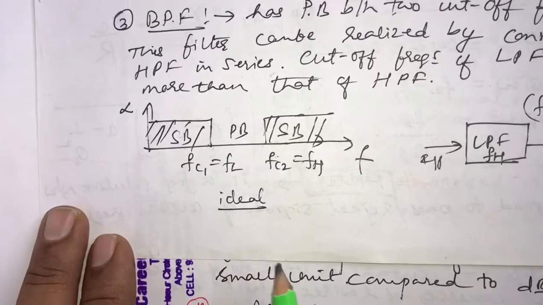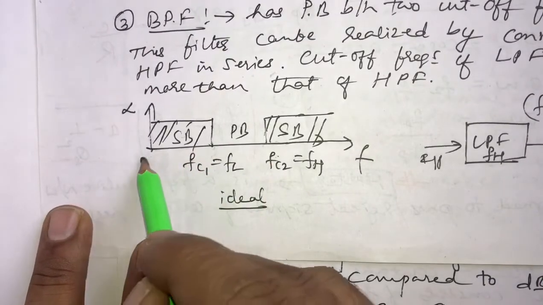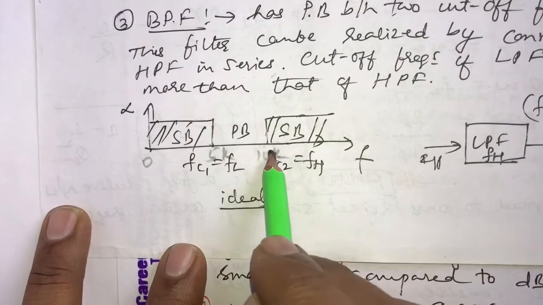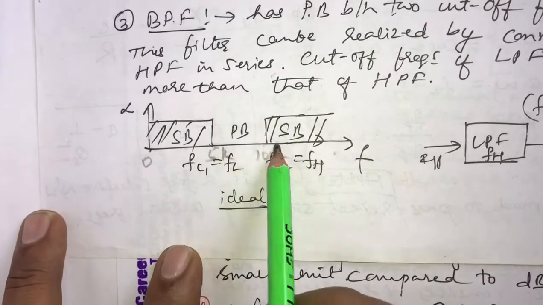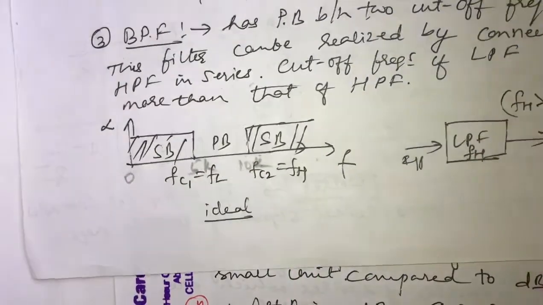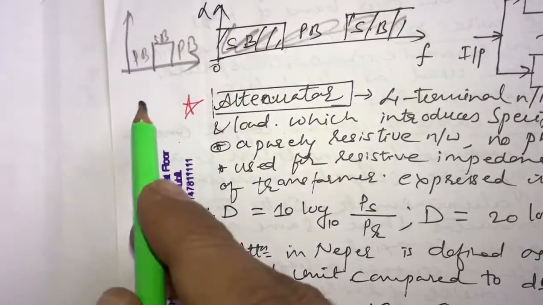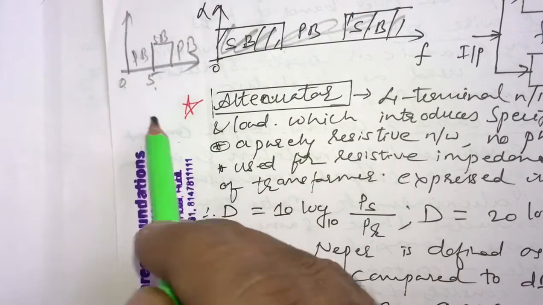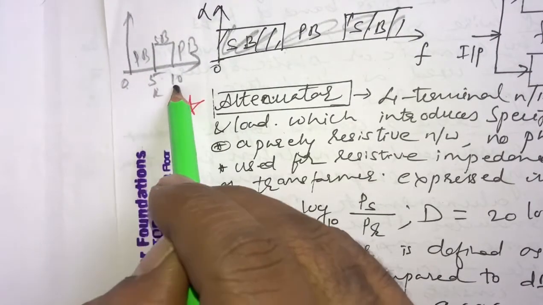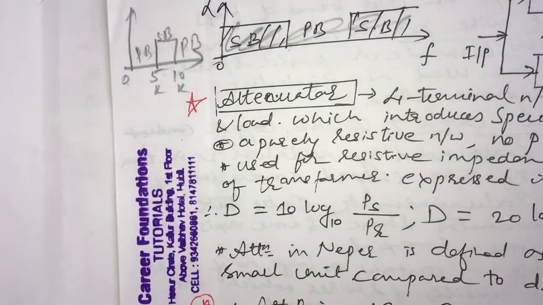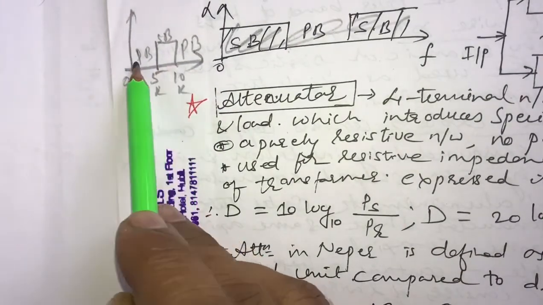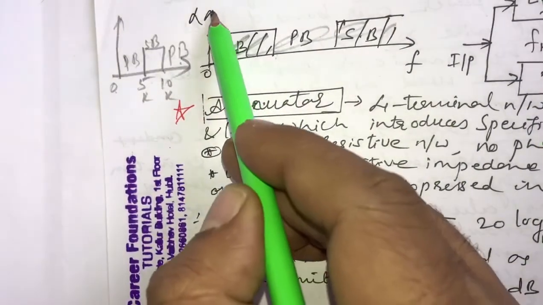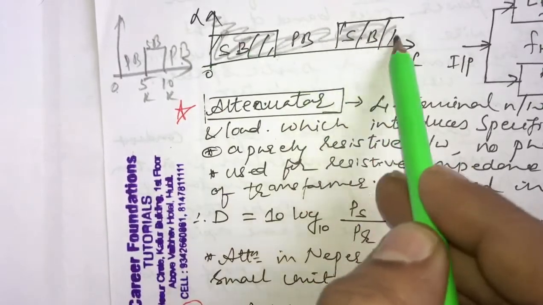In band pass, for example 0 to 5k should stop, 5 to 10k should pass, 10k above should stop. That means only 5k to 10k should pass. This is band pass. And in band elimination it is total reverse. Suppose 0 to 5k should pass, 5 to 10k should stop, above 10k should pass. So this is a stop band here, left and right pass band. In band pass it was a reverse. So this is a band reject filter. This has to be corrected.